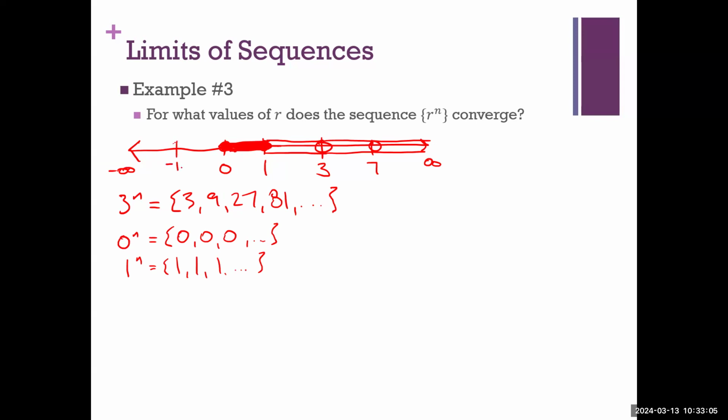Let's look at -1, for example. If I have -1 to the n, what does that do? -1, 1, -1, 1. Is that convergence? Why is that not convergence? It's bounded, but it does not trend to any single value.